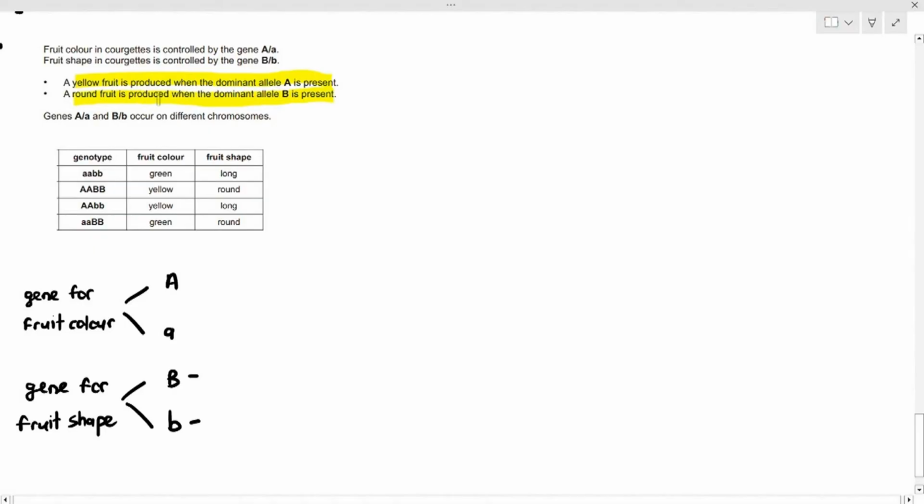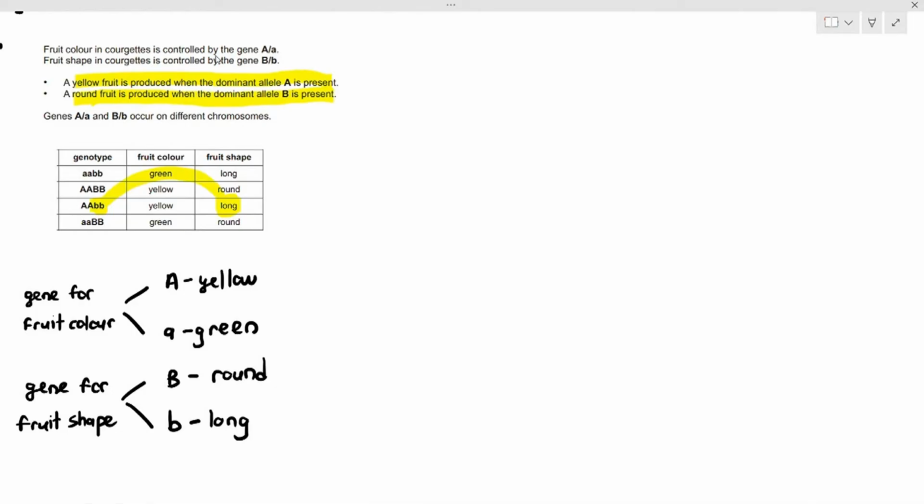Now, they said that a yellow fruit is produced when the dominant allele, large A, is present. So large A makes it yellow. And we know that based on the table, small a makes it green, as I've highlighted over there. So that's your clue. So sometimes you kind of have to piece it out. And for the gene for fruit shape, large B, they said that a round fruit is produced when the dominant allele is present. So large B makes it round, small b makes it long, as I've highlighted over there.